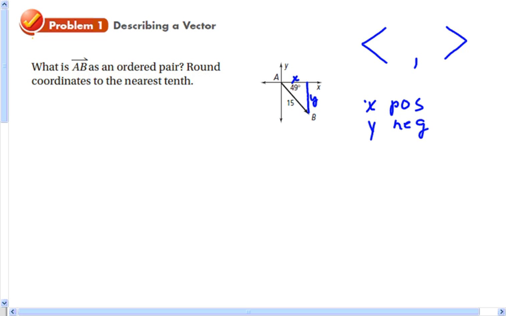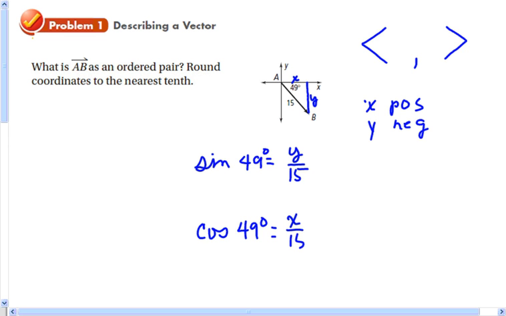So y, you might notice, is the side opposite the 49-degree angle, and 15 is the hypotenuse. So I'm going to use the sine to find y. The sine of 49 degrees is equal to y, the side opposite, over 15, the hypotenuse. And then I can use the cosine to get my x value. The cosine of 49 degrees is equal to x, the adjacent side, over the hypotenuse.